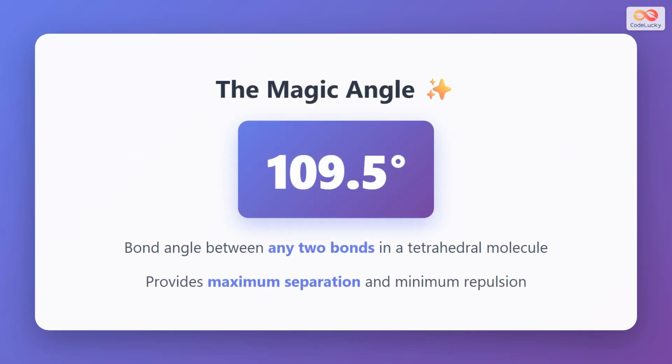The defining feature of tetrahedral geometry is its bond angle, 109.5 degrees. This is the angle formed between any two bonds extending from the central atom. Why is this angle so special? It represents the maximum possible separation between the four bonds. When bonds are spaced at this exact angle, they minimize repulsion between electron pairs, creating the most stable arrangement possible for four bonds around a central atom.